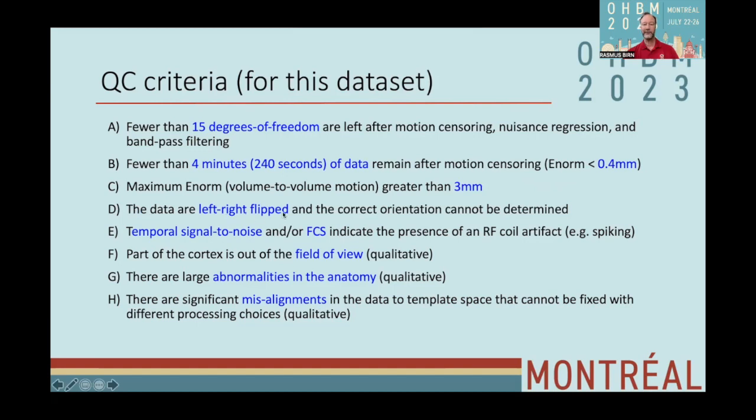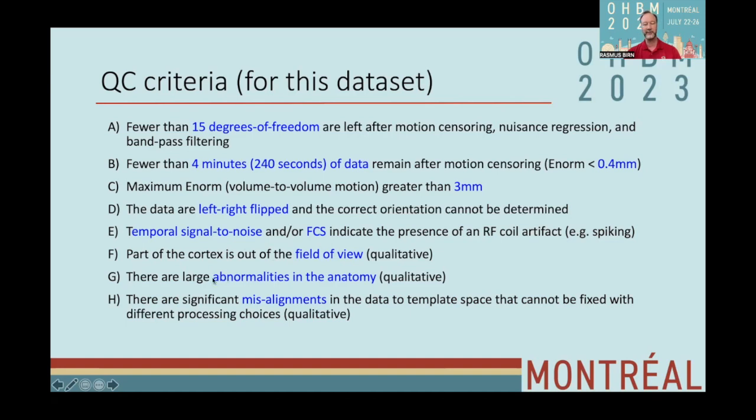If the data were left-right flipped and the correct orientation could not be determined, that subject would be excluded. We also looked at the temporal signal to noise and the functional connectivity strength. If there was indication of the presence of a coil artifact, we would exclude that participant. We didn't see any in this particular data set. Again, if some of the cortex was outside the field of view, just qualitatively looking at the data set, we would exclude that subject. Again, we didn't exclude any in this particular sample.